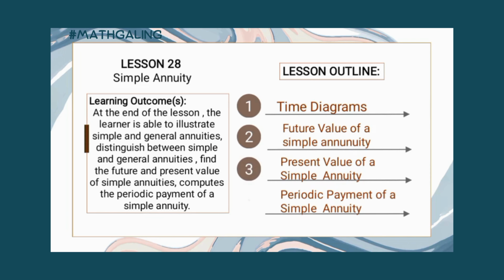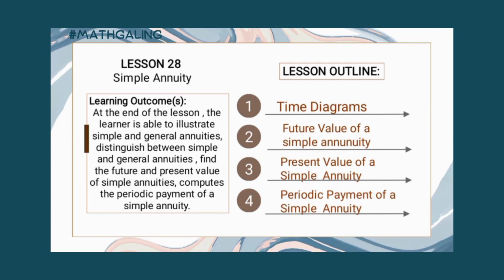Welcome. So, we are now in lesson 28, the simple annuity. Here are our learning outcomes. At the end of the lesson, the learner is able to illustrate simple and general annuities, distinguish between simple and general annuities, find the future and present value of simple annuities, and compute the periodic payment of a simple annuity.